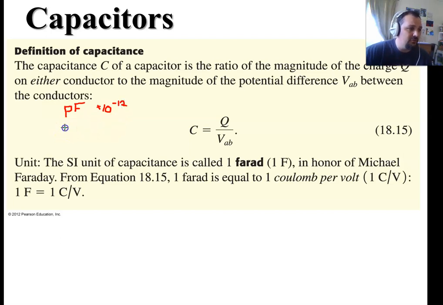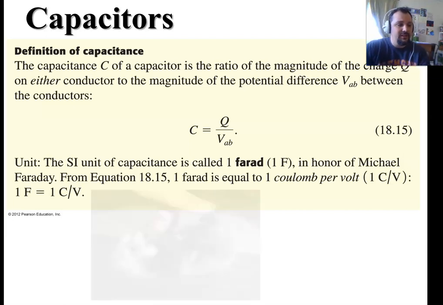Or it could be nanofarad, which we used nano before, or it could be microfarad. Now nanofarad is times 10 to the minus 9th, remember? And then micro, that's times 10 to the minus 6th. Now what does that mean? Pico, nano, micro, that means small. So these are going to be very, very small capacitors. Again, microfarad.